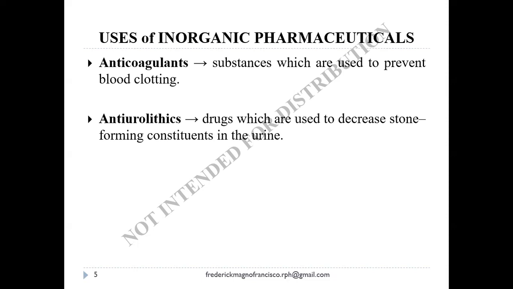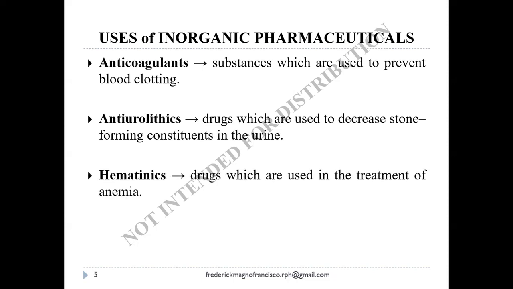Antiurolytics. These are drugs which are used to decrease stone-forming constituents in the urine, such as calcium oxalate. Example of an antiurolytic is potassium citrate. Hematinics. These are drugs which are used in the treatment of anemia. Anemia is a condition that develops when your blood produces a lower than normal amount of healthy red blood cells. Example of a hematinic is ferrous sulfate.